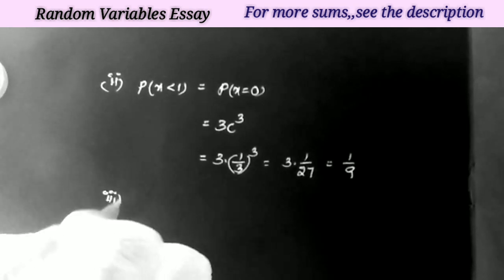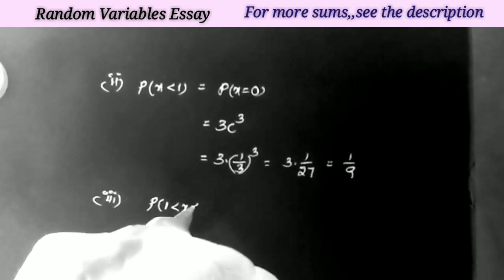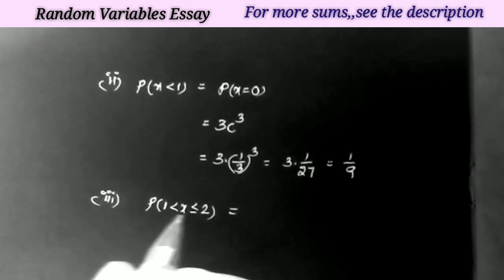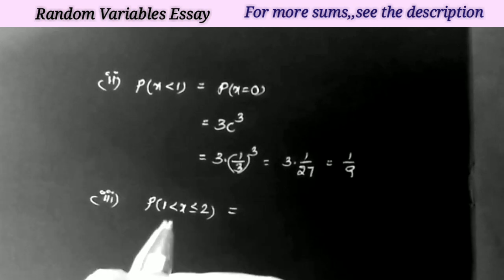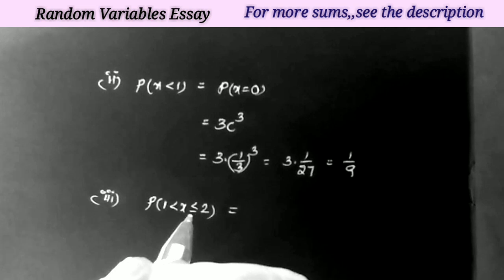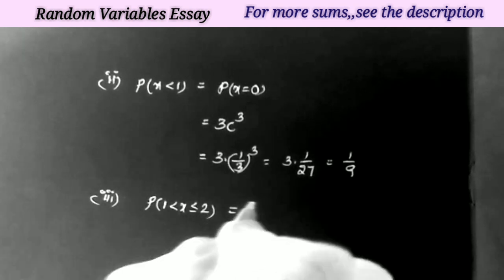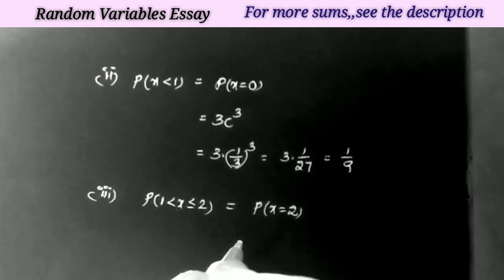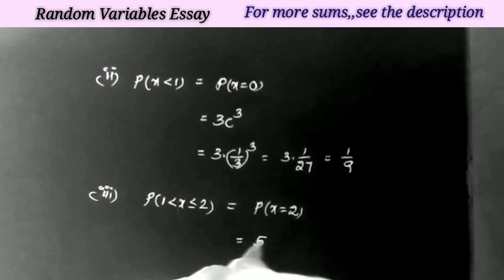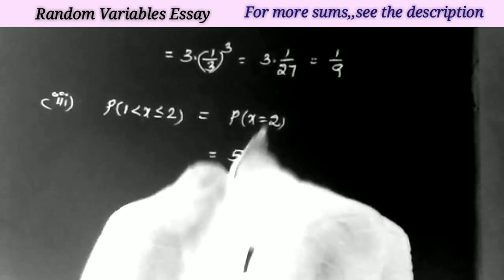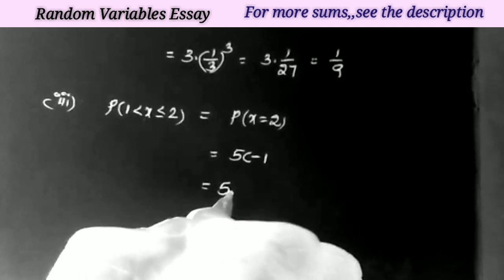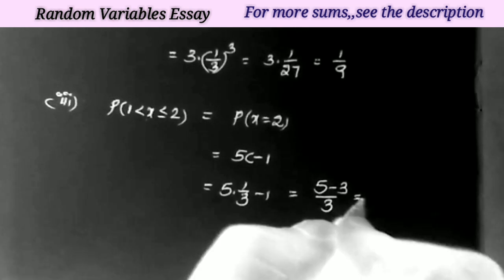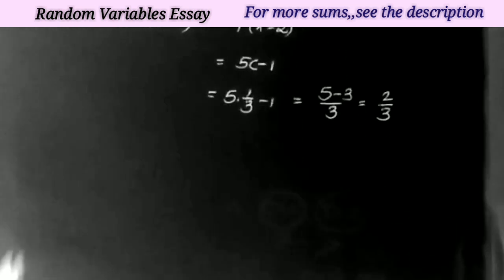And the third question is p of 1 less than x less than or equal to 2. Now what are the values which lie between 1 and 2 here? There is no value given in the table which lies between 1 and 2. So here we have only p of x is equal to 2. In this case the answer is equal to p of x is equal to 2. And what is given in the question? We have p of x is equal to 2 is equal to 5c minus 1. This is given directly in the question. Now replacing the c value, 5 into 1 by 3 minus 1. Doing LCM, 5 minus 3 by 3, that is equal to 2 by 3. So this is the third answer.